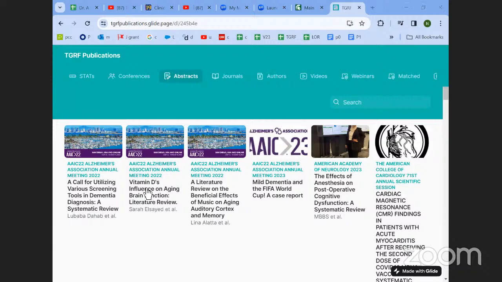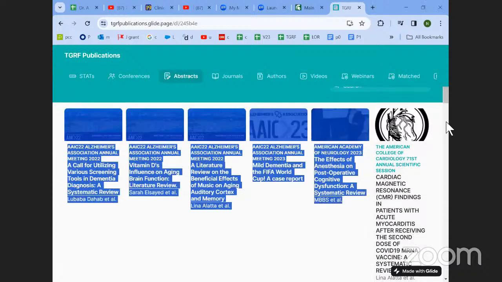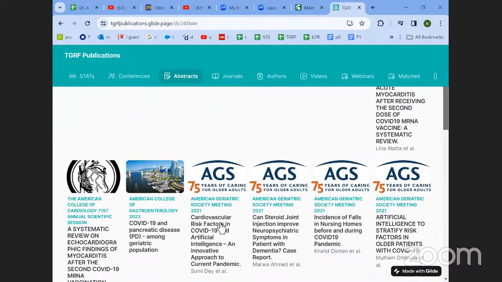in the past. These were accepted at the AAIC, the Alzheimer's Association conference. We have some accepted at the cardiology conference. These are the ones that we discussed or presented at AGS. One of them was about cardiovascular risk factors in COVID, artificial intelligence, and a better approach to the pandemic. That was in 2021, so 2 years ago.